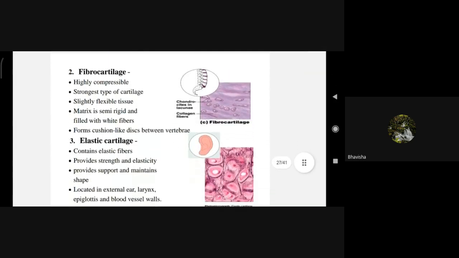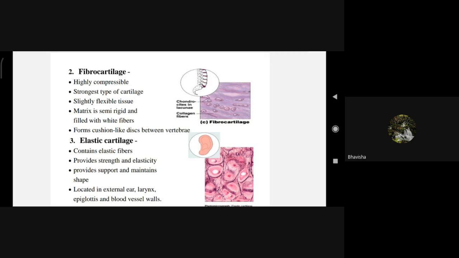Next one is fibrocartilage, highly compressible. We can compress it highly. It is the strongest type of cartilage. So, which type of cartilage is strongest? Fibrocartilage is the strongest cartilage. It is a slightly flexible tissue. The matrix is semi-rigid and filled with white fibers. It forms cushion-like discs between vertebrae.